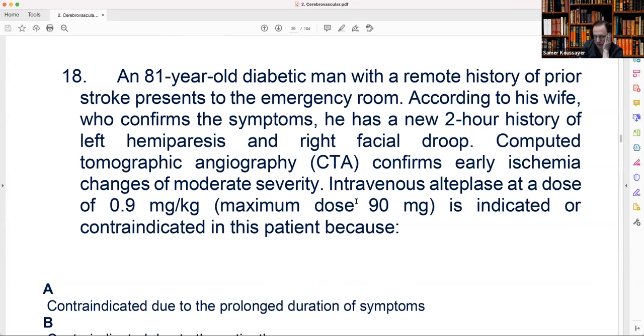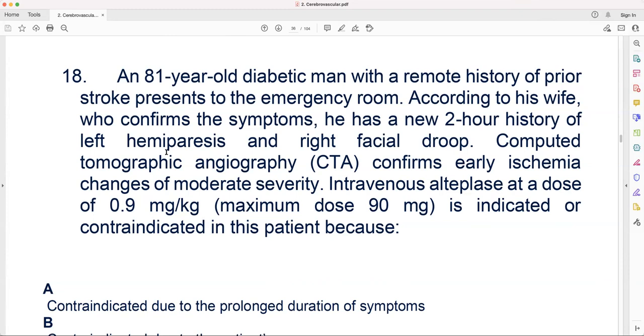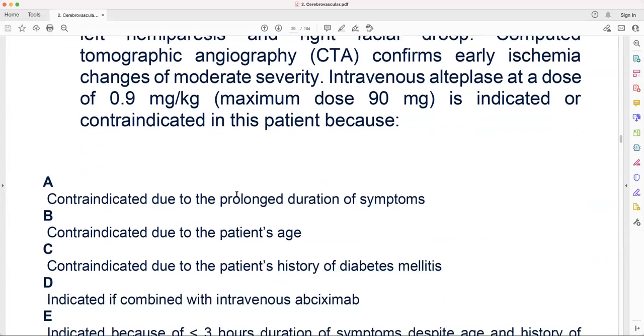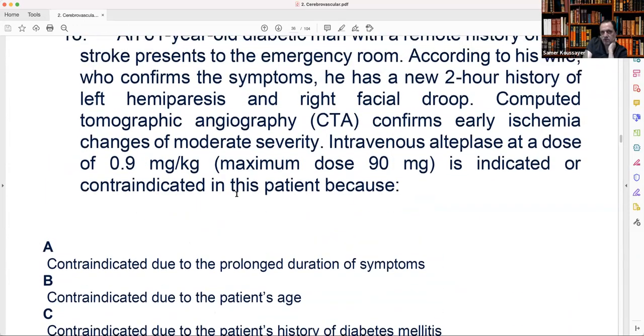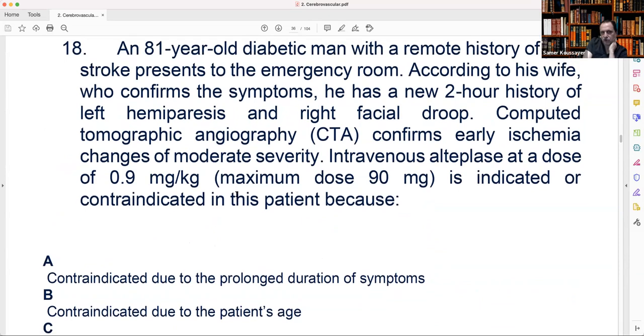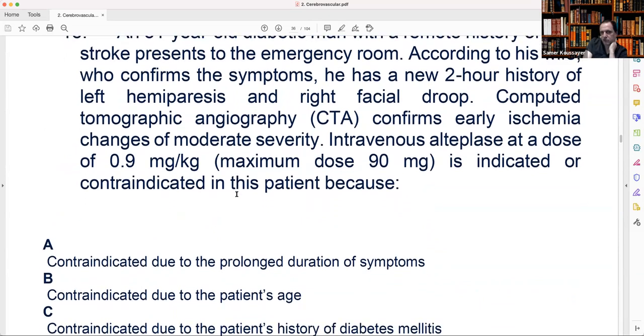And this is the real dose. You have to remember that, guys. This is the regular dose, 0.9 milligram per kilogram, maximum 90. So this is the correct dose. If somebody wants to memorize it, or if you get an exam, try to memorize these numbers, okay? So let's go through the question and see. In my opinion, in this patient, with a 2-hour history of acute stroke, it's indicated to give him IV thrombolysis with tPA.